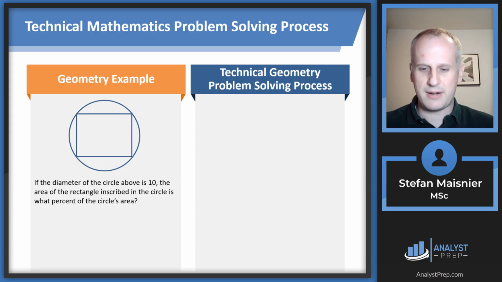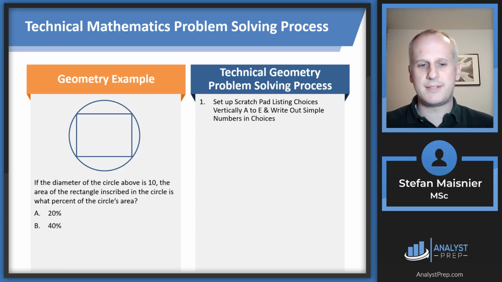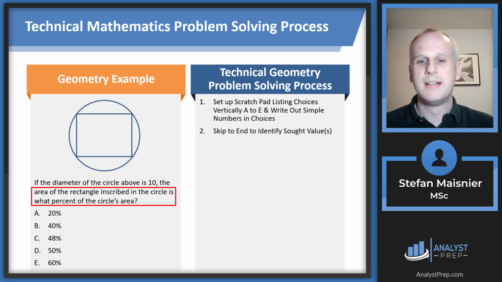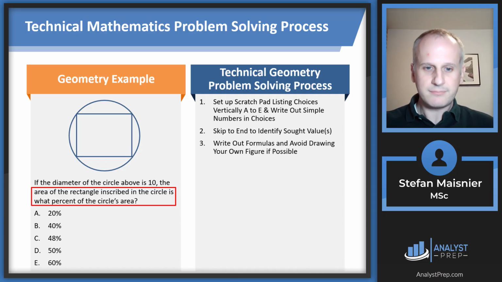So we've got a figure, we've got a question asking about this diameter of a circle. Same process to start, set up the scratch pad, list out the choices, we'll write out the simple numbers in the choices because they're pretty straightforward. We then skip to the end to identify the sought value. We see that we're being asked for the area of the rectangle inscribed in the circle is what percent of the circle's area. So basically, what percent of the circle is in the rectangle.